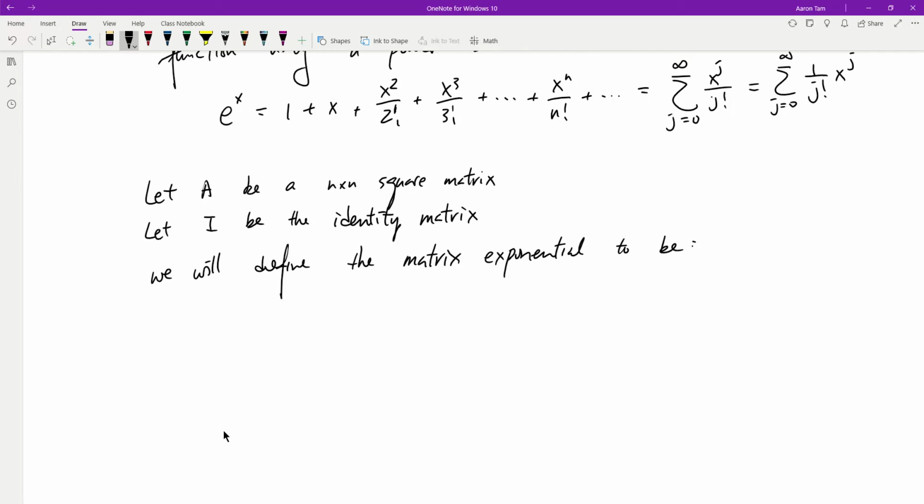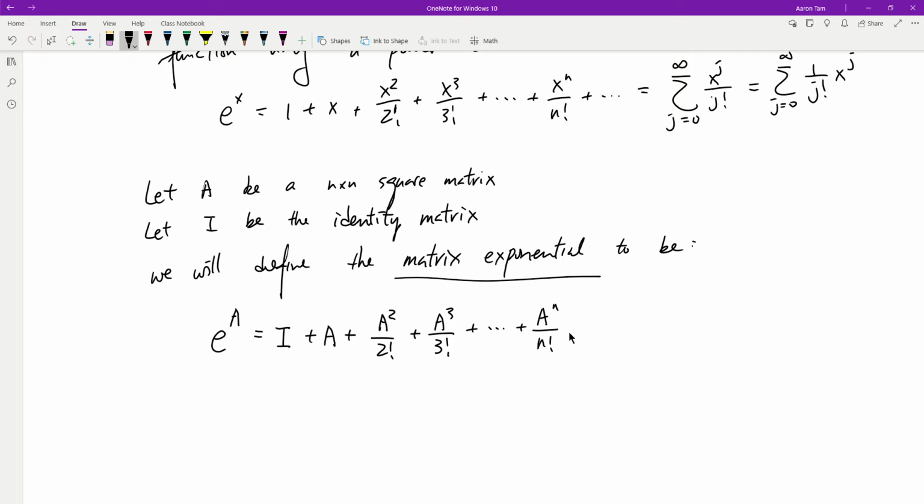And we'll define the matrix exponential to be given by this formula. We're going to call that e to the matrix A. And that will be given to be I, which is the identity matrix, plus matrix A, plus A squared over 2 factorial, plus A to the third over 3 factorial, plus dot dot dot, plus A to the n over n factorial, plus dot dot dot. And therefore forming this summation.